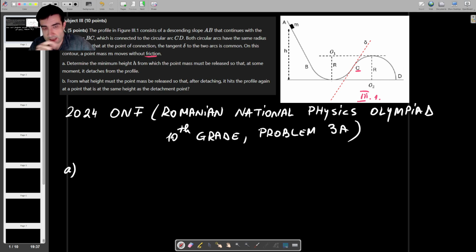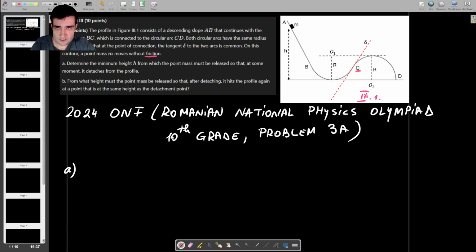There's no friction, and the object is going down the slope, and then it's traveling down this convex circular arc, and then there's a concave circular arc, and then we are trying to figure out why it detaches.